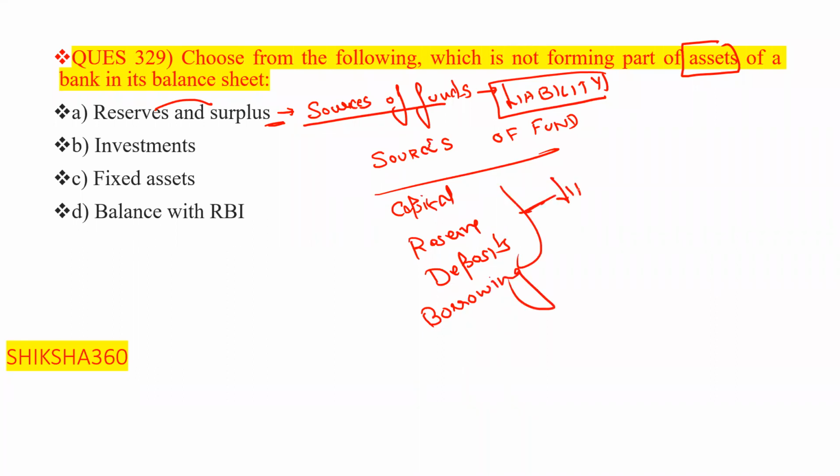That is liability. Here they are asking the same thing, which is not forming part of assets. So reserves and surplus will not be part of the asset. So this one is our answer. Reserves and surplus is not forming part of the asset in the bank balance sheet. Option number A is the answer.